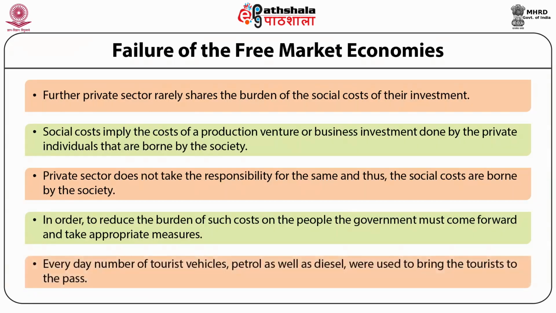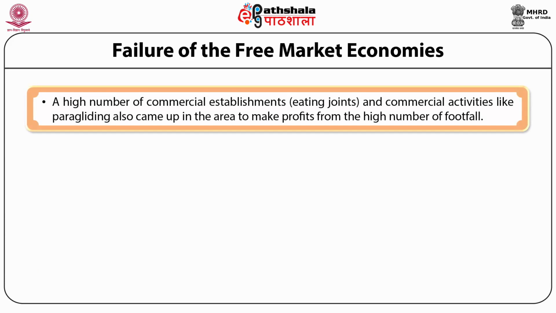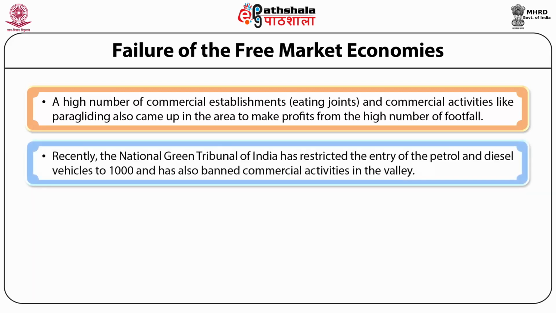Every day, a number of tourist vehicles, petrol as well as diesel, were used to bring the tourists to the pass. A high number of commercial establishments or eating joints and commercial activities like paragliding also came up in the area to make profits from the high footfall. Recently, the National Green Tribunal of India has restricted the entry of petrol and diesel vehicles to 1,000 and has also banned commercial activities in the valley.